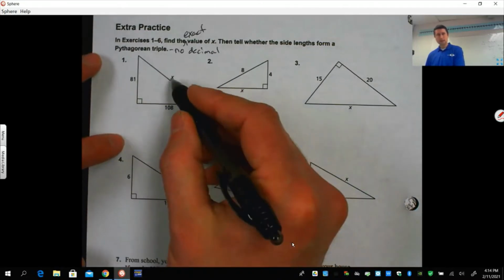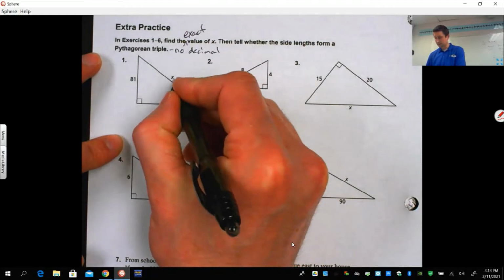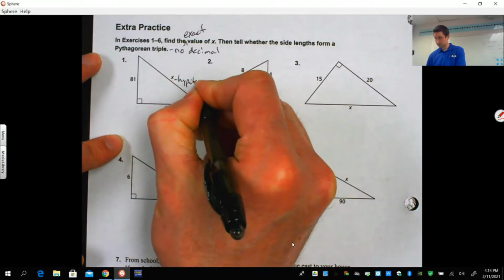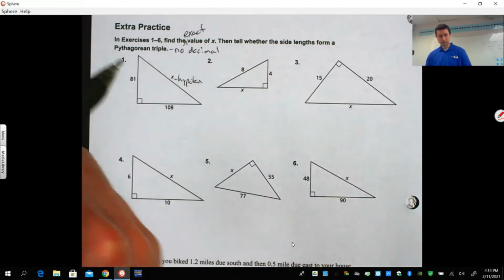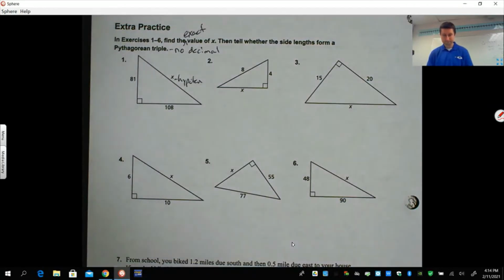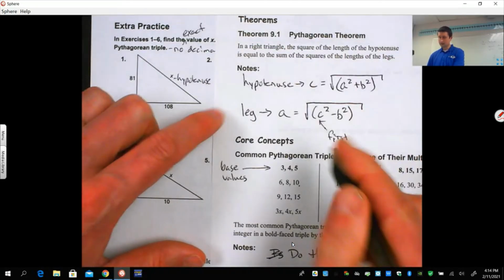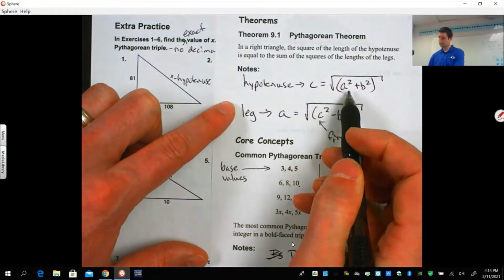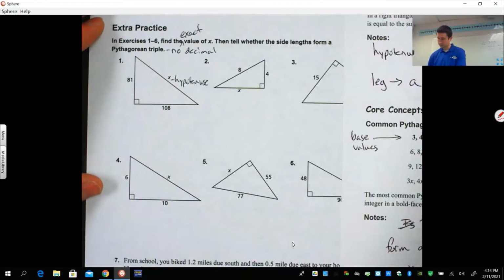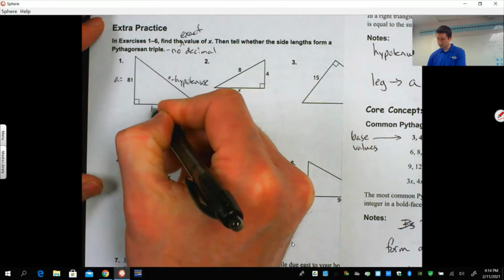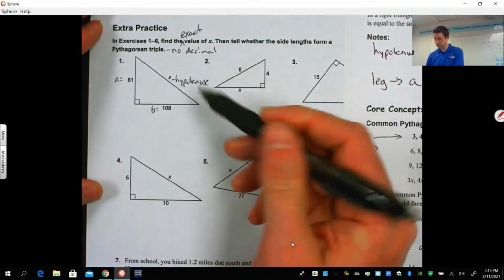Okay, we're looking here for our c value. This is the hypotenuse. So we can use our formula. Okay, we're looking for the hypotenuse. So c is going to be the square root of a squared plus b squared. It doesn't matter which one's a and which one's b. If you recognize a triple, we can go with that.